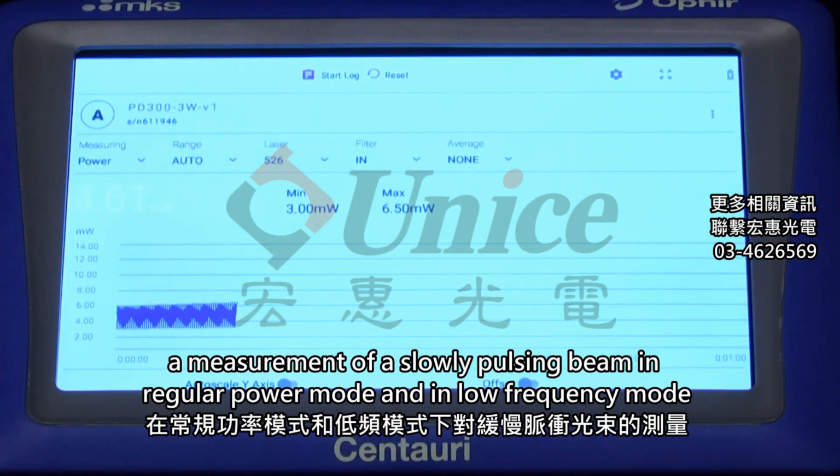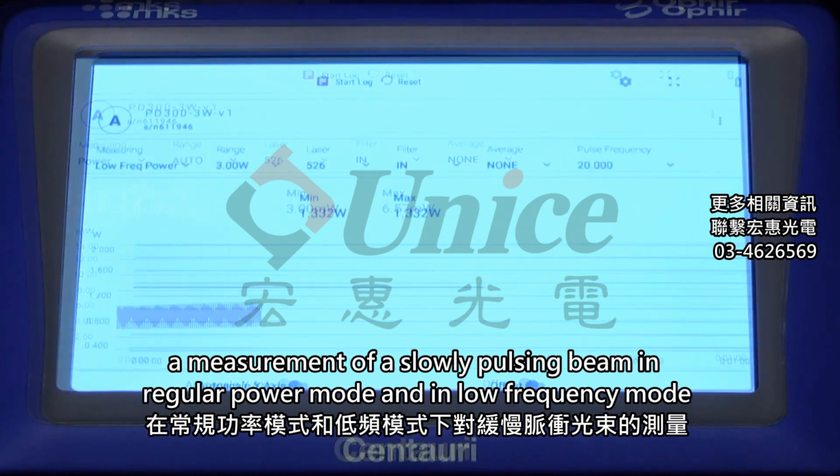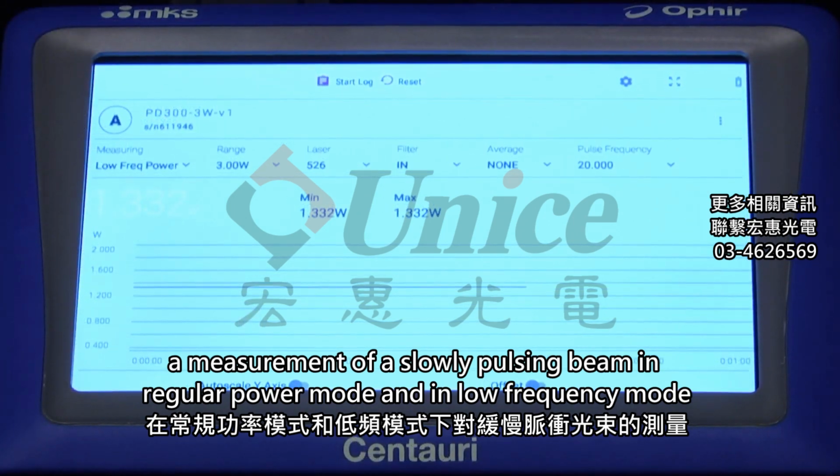Here you can see a measurement of a slowly pulsing beam in regular power mode and in low frequency mode.